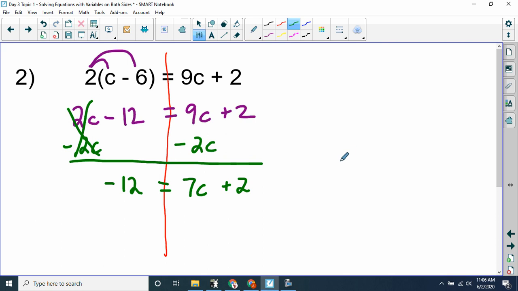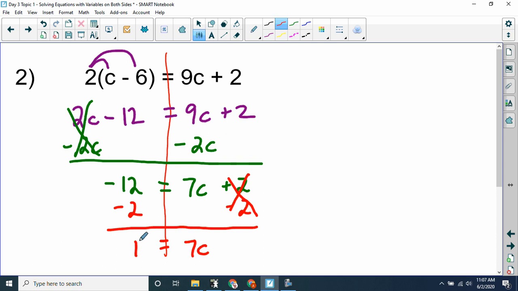And now I have a two-step equation. 7 times c plus 2. Subtract 2 from both sides. I get 7c equals negative 12 minus 2. I'm combining them. They're both negative. I want to do 12 plus 2 and make it negative. Divide both sides by 7. And we get c equals negative 2.